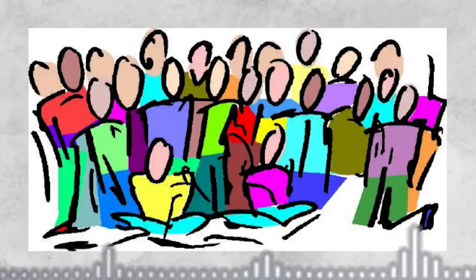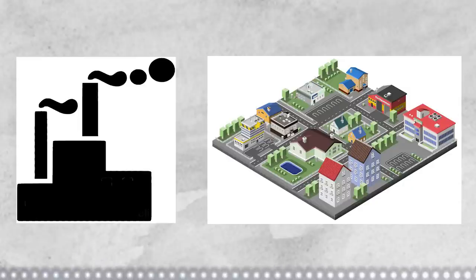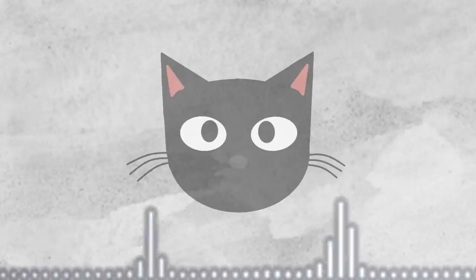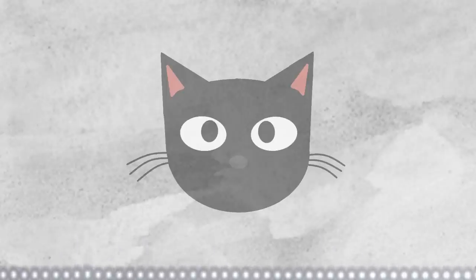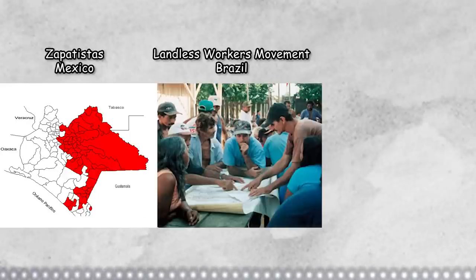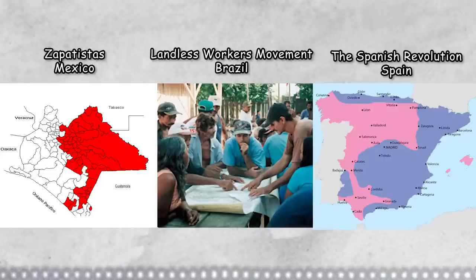What would this look like in practice? Each workplace and industry would be self-managed by the workers, and each community and society in general would be self-governed by the people. And this isn't just theoretical, isn't just a nice fantasy living in the minds of anarchists. Although it's never been completely implemented to its full extent, there are several real-life examples where it's been put into practice to a significant degree. The Zapatista territory in Mexico, the communities of the landless workers movement in Brazil, and of course, the free territories in the Spanish Revolution, to name a few examples.